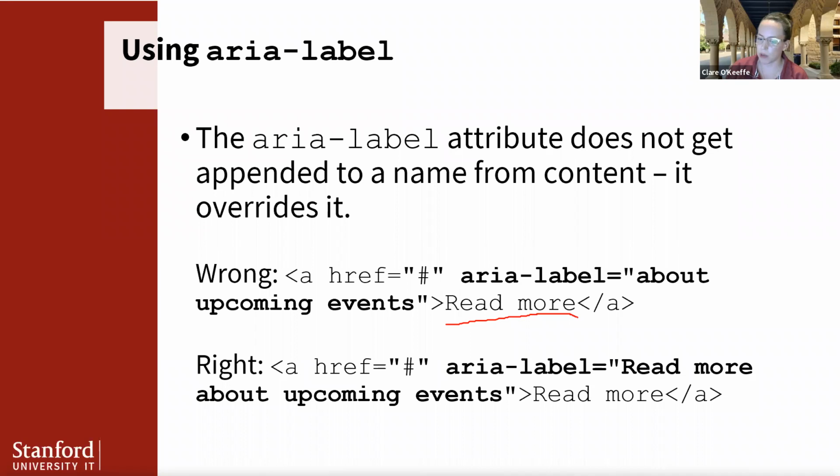So if you still wanted read more to be part of this, then you would have to put the whole thing inside the aria-label, so that it would be read more about upcoming events. You would not get that same kind of announcement if you only put about upcoming events in the aria-label. The accessible name for that would just be about upcoming events, and you wouldn't hear read more.